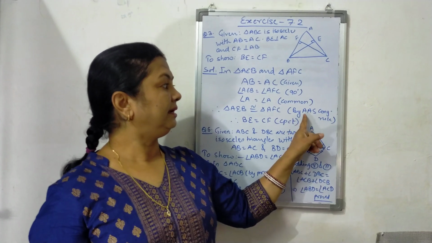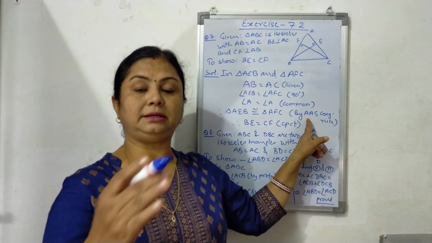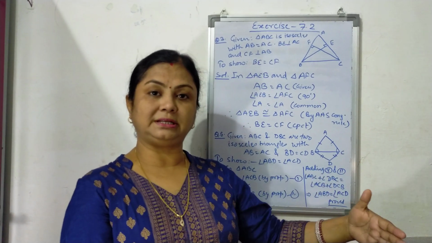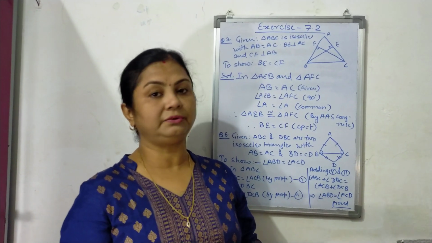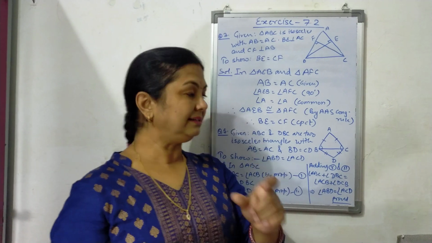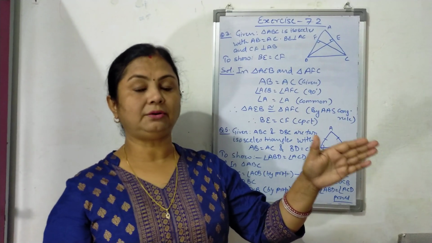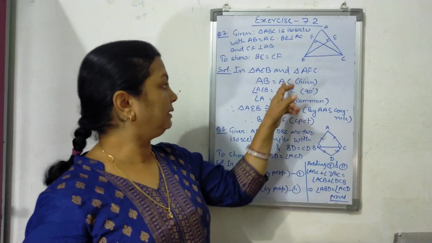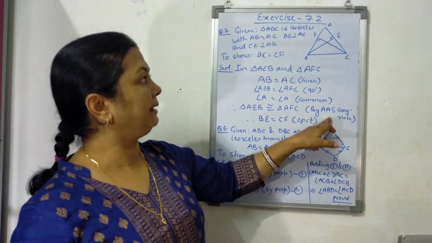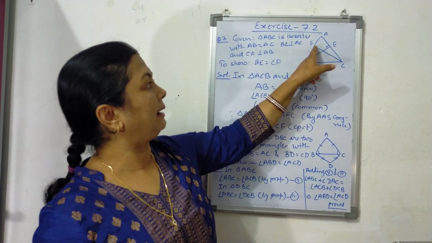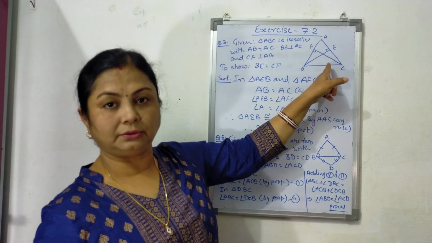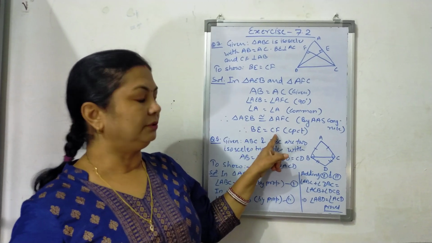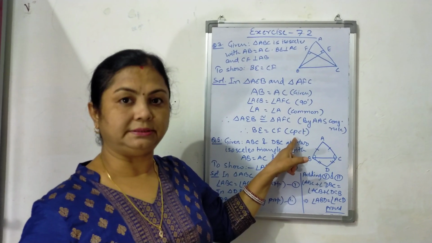The reason is, if two angles of one triangle are equal to the corresponding angles of other triangle, then obviously the third angle of both the triangles will be equal. So that is the reason why ASA congruency condition can also be taken as AAS. So here these two triangles are congruent by AAS because angle, angle, side. Since these two triangles are congruent, BE is equal to CF by CPCT.